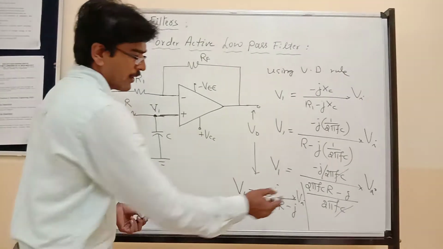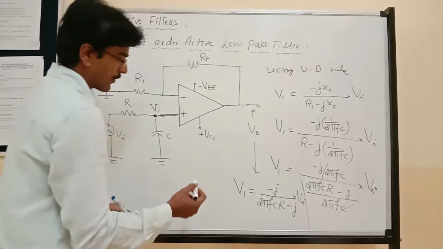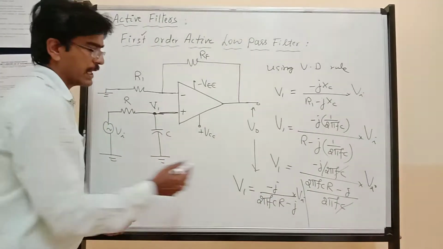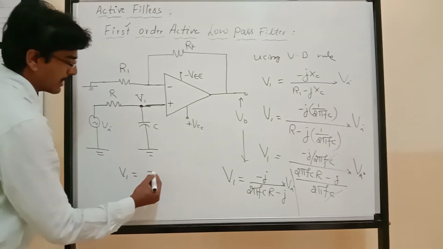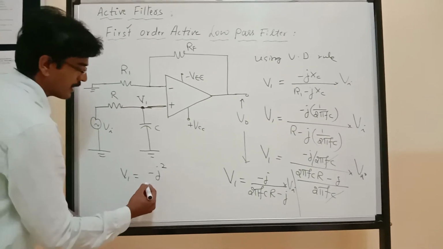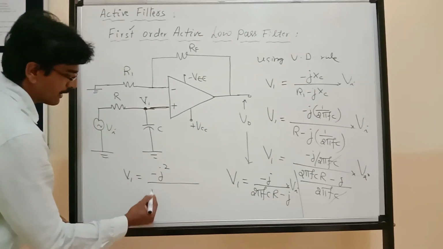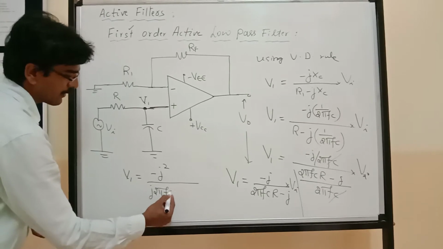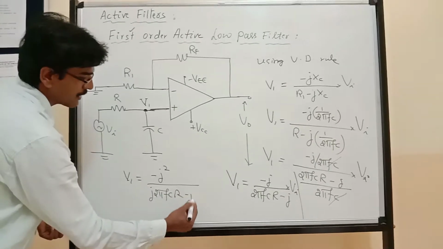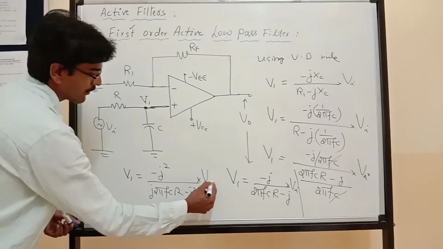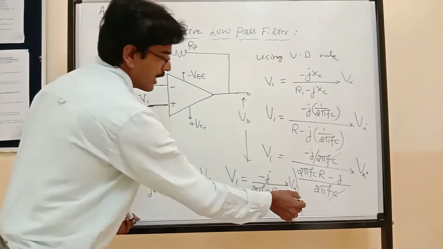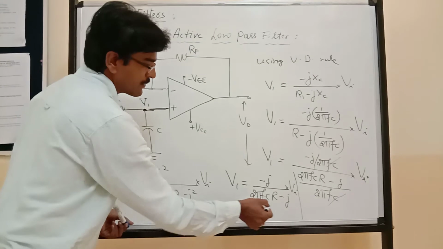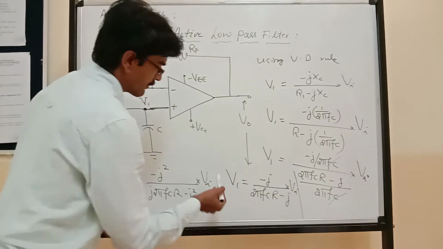What I can do? I can multiply and divide by J. If I multiply and divide by J for this equation, we get V1 is equal to minus J square divided by J 2 pi FCR minus J square into VI. If I multiply J here, it becomes J square, and if I multiply J here, it becomes J 2 pi FCR minus J square into VI.